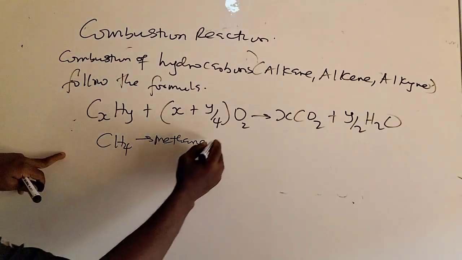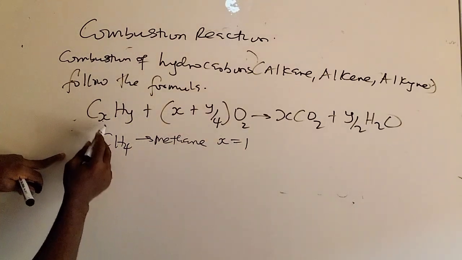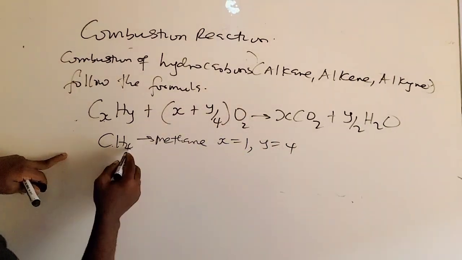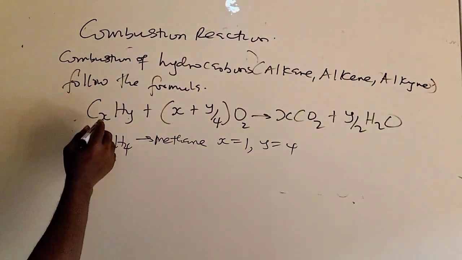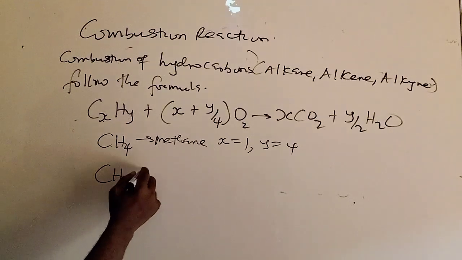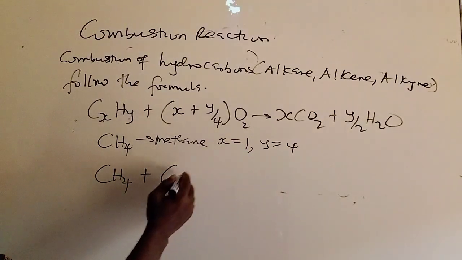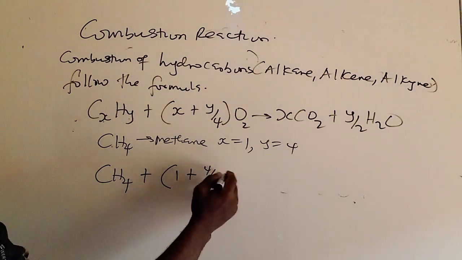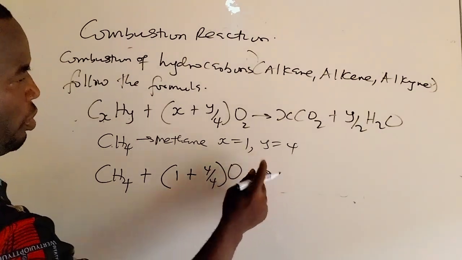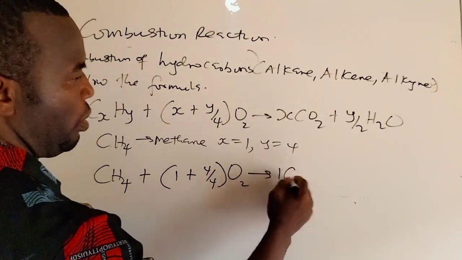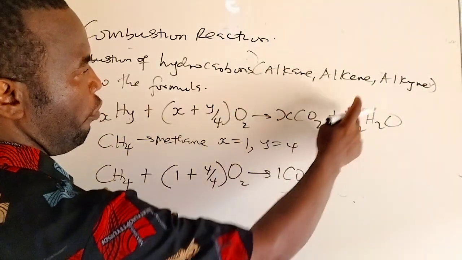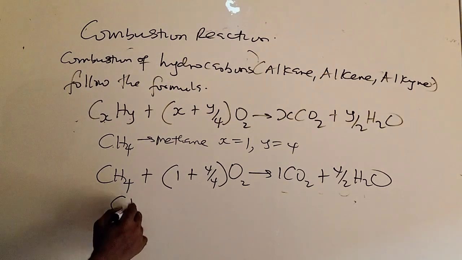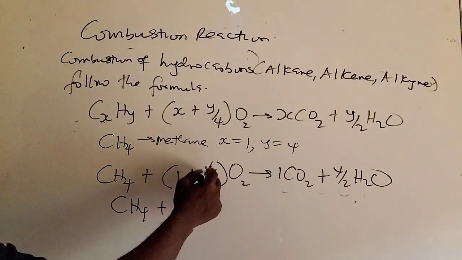In methane, S is 1, since there is 1 carbon atom here, and Y is 4. Y is 4 for methane. So I now say CH4 plus S, which is 1, plus Y over 4, which is 4 over 4, oxygen, giving us S, which is 1, CO2, and Y over 2, which is 4 over 2, H2O.